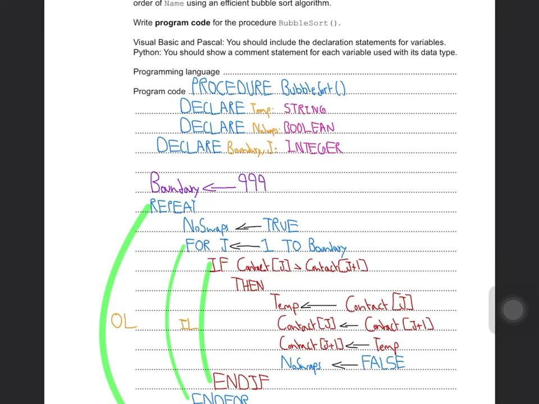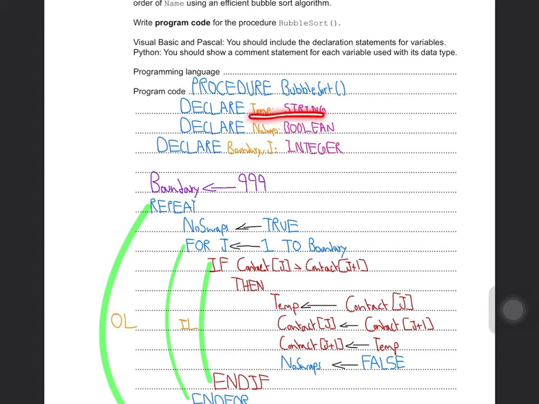This question is asking us to write a procedure bubble sort for a 1D array contact that is basically a string because it's using names, but it's also given in the question that it's string. And it's also given that the elements are 1000, so the boundary will be 999. Basically, the first thing we should do is write procedure bubble sort and end procedure, because this carries one mark, I think. And then we'll declare the variables.